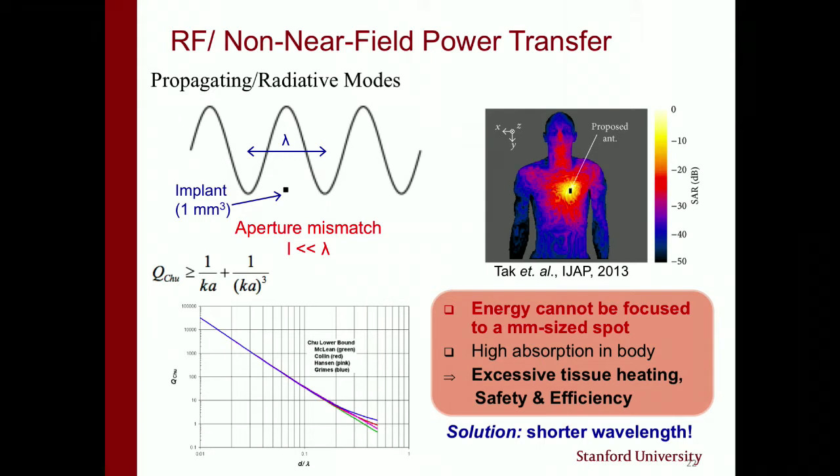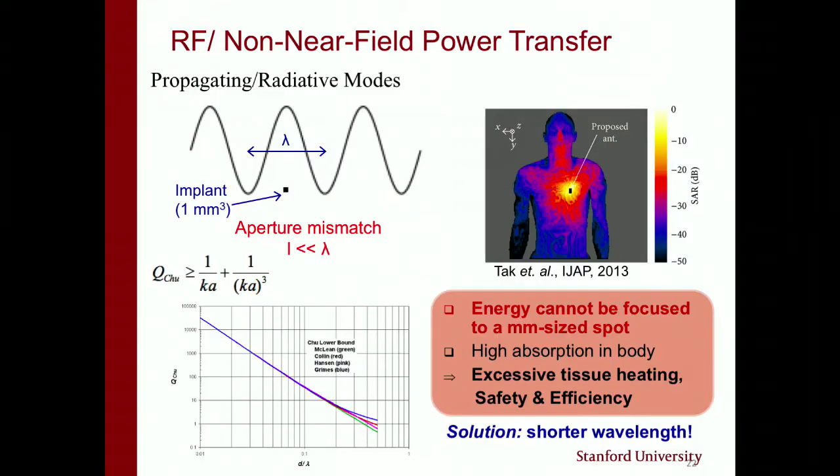So sounds like a good idea. Again, there are very nice applications of radiative mode power, but the fundamental problem is the wavelength of operation. Even if you operate in gigahertz, the wavelength is much larger than your implant. Your wavelength could be 5, 10 centimeters. Your implant is millimeter. That has two implications.